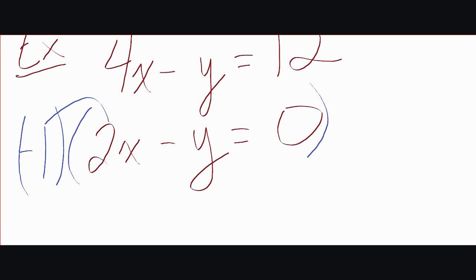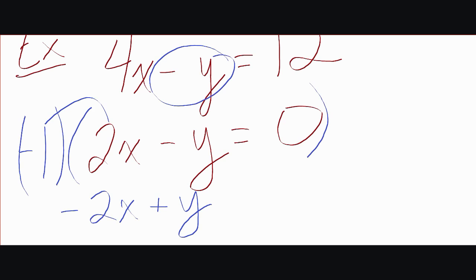Negative 1 times 2x gives me negative 2x. Negative 1 times negative y gives me positive y, which is good now because I have a negative y and a positive y. They should cancel out. And then negative 1 times 0 is still 0. So I just changed all the signs by multiplying everything by negative 1. Alright, so now we have one equation that's still the same, and then the new one which we just changed the signs on.